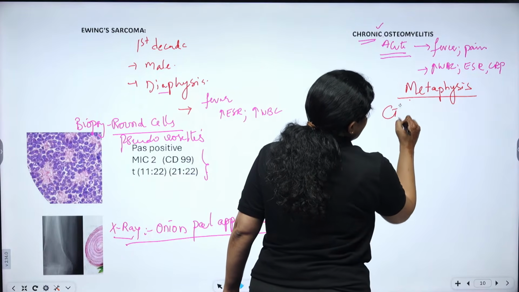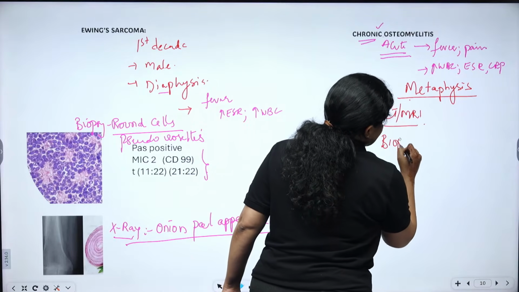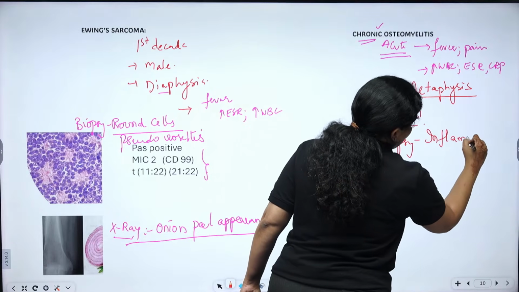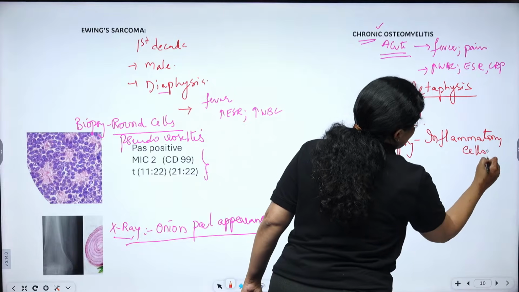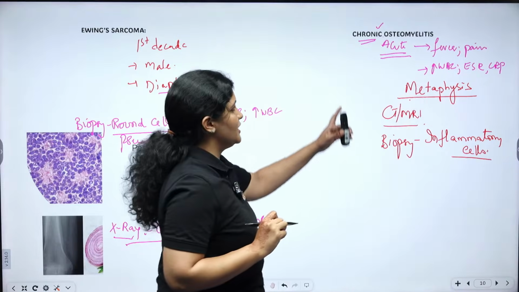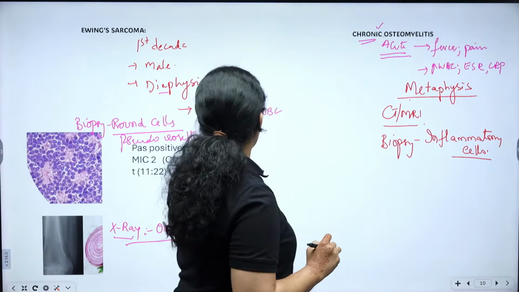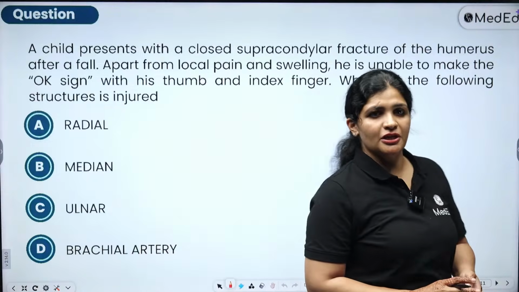And then here also you take CT and MRI, and on the biopsy what you find is inflammatory cells and new bone formation, right? So there will be inflammatory cells with some reactive bone formation. That is about the biopsy in case of acute osteomyelitis. Okay? So that is the difference between acute osteomyelitis and Ewing sarcoma. So moving on to the next question.